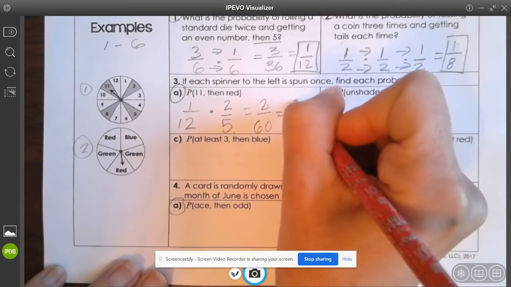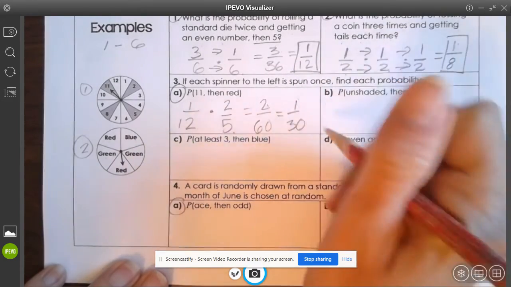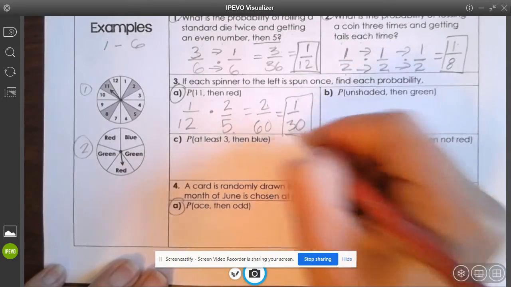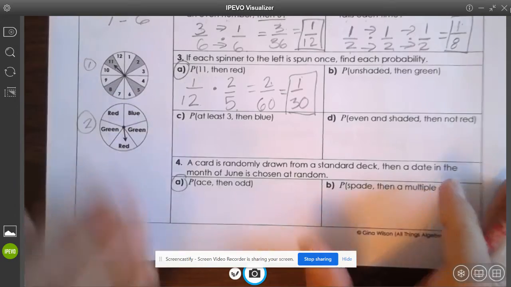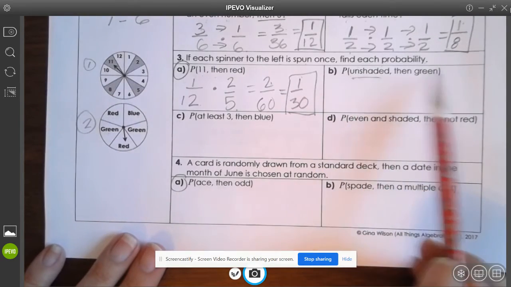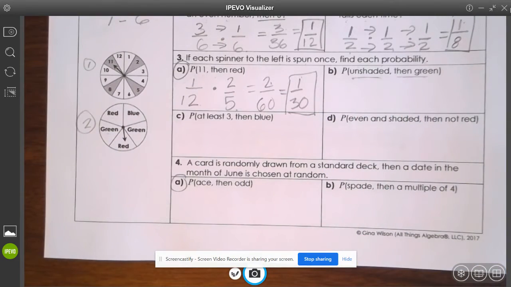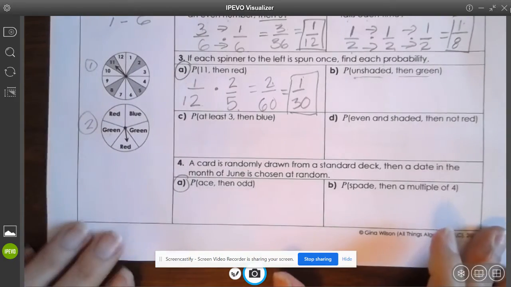And then that goes into 2 twice. Okay, and that is my answer. All right, so look at which one goes first, then the other one. So you just multiply.